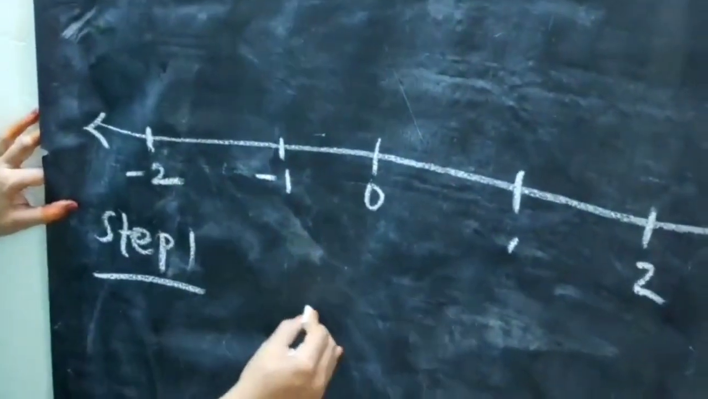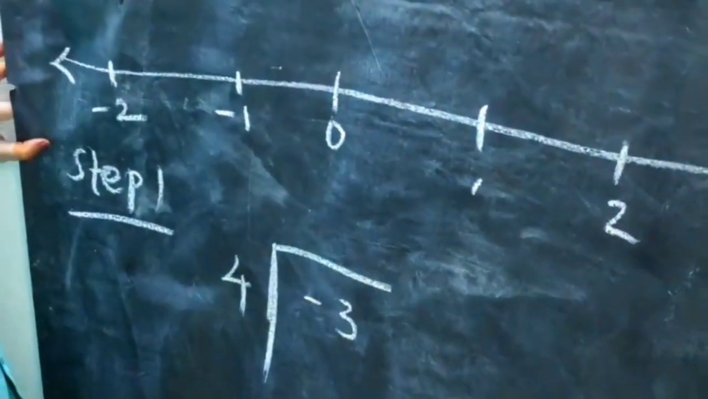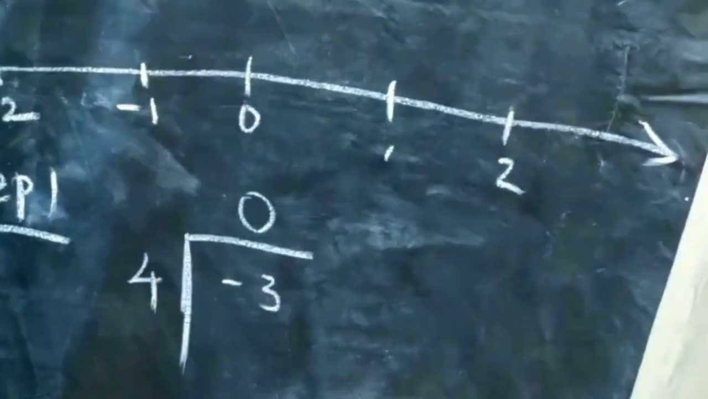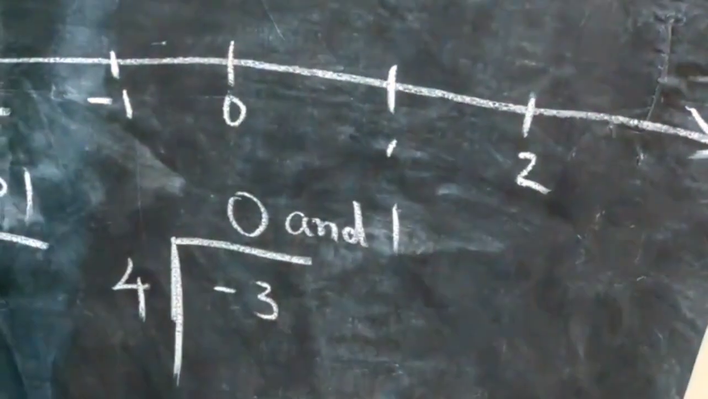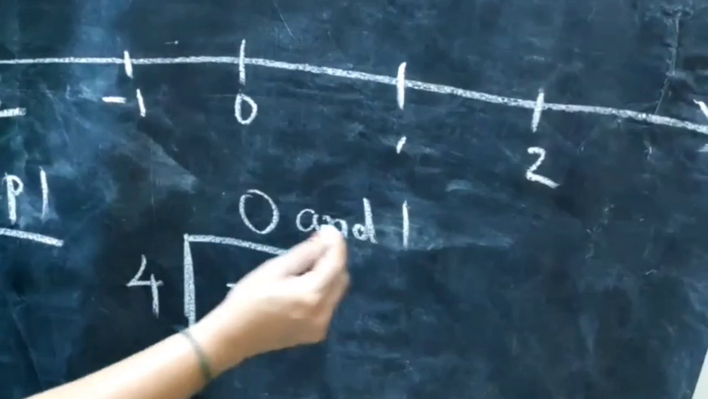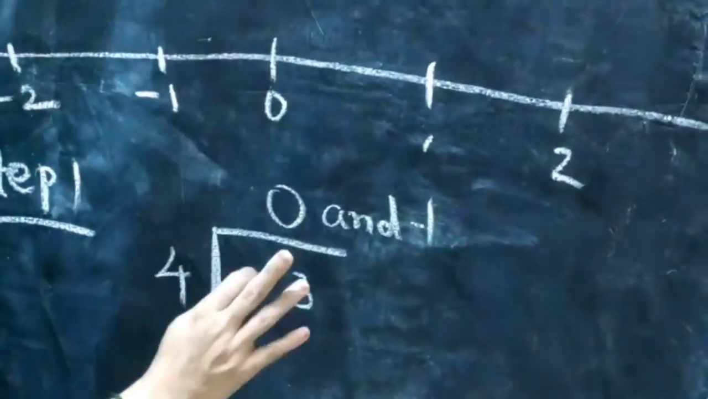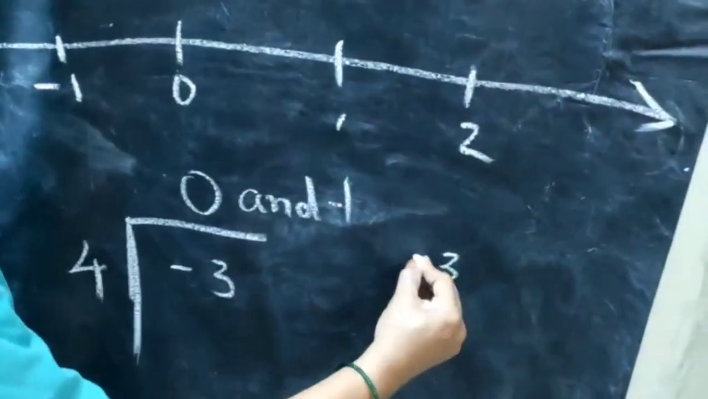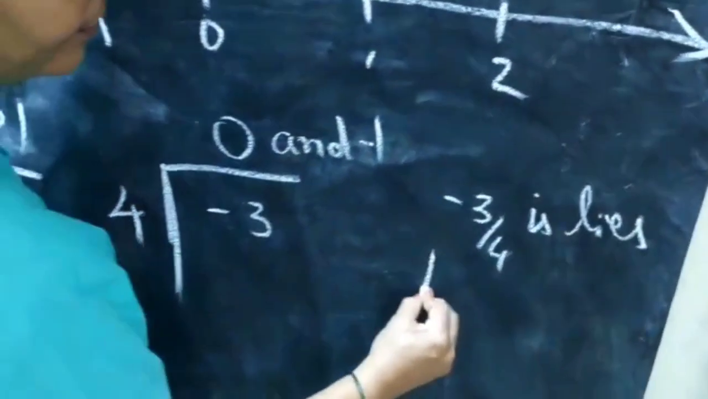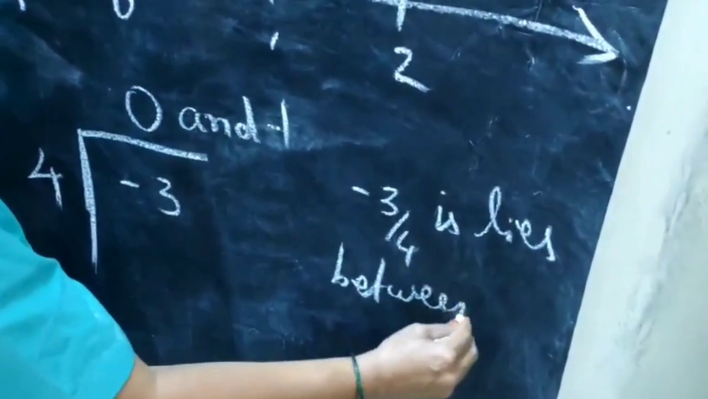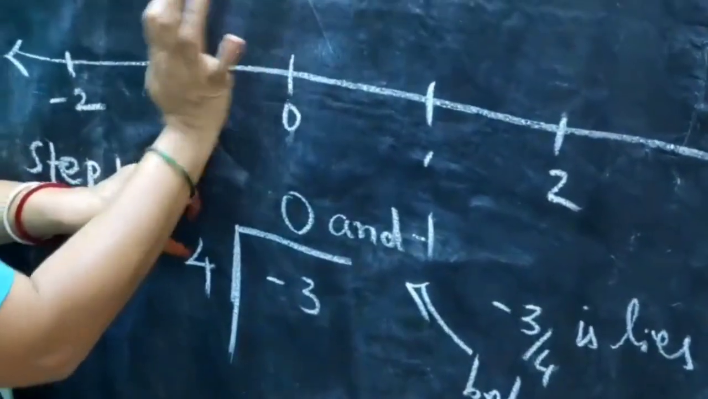Step 1, divide the number. What is the number? Minus 3 by 4. Is dividing possible or not? No. So what do we write? 0. You write 0 and 1. What is the symbol? Minus symbol. So we write the minus symbol here. For 0 there is no symbol; it is neutral. So minus 3 by 4 lies between 0 and minus 1.